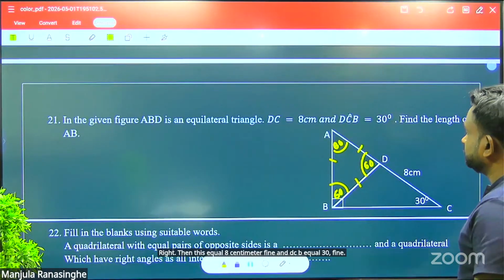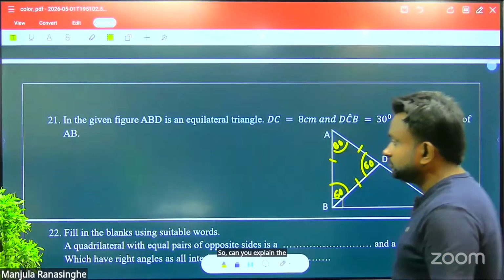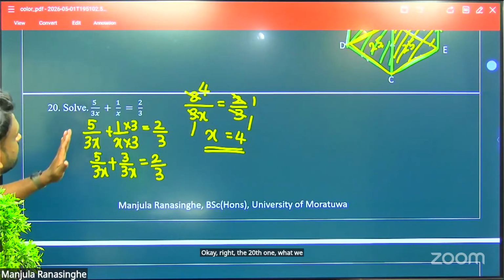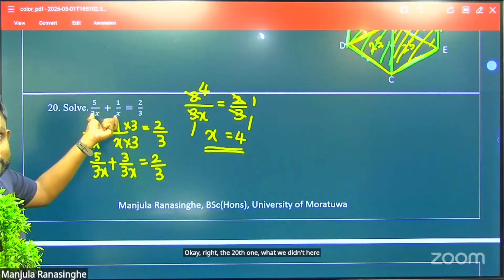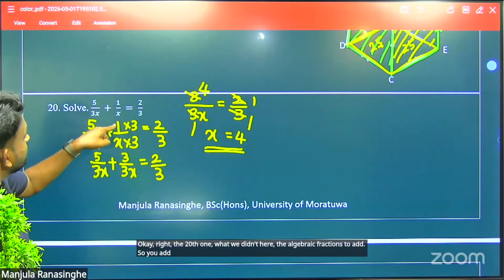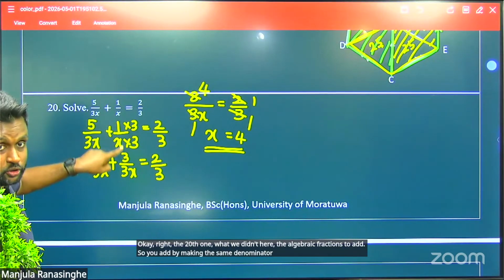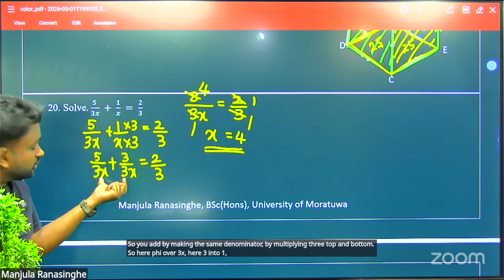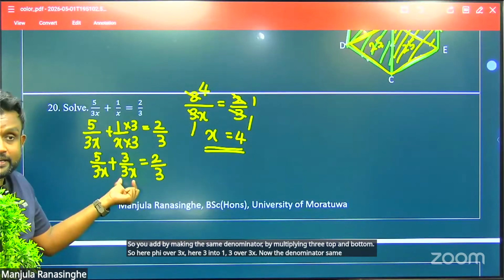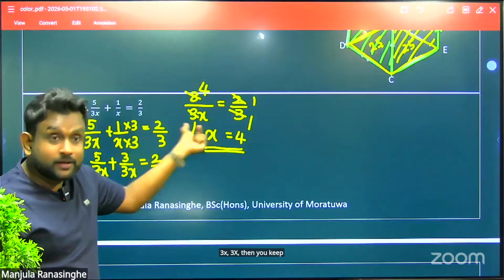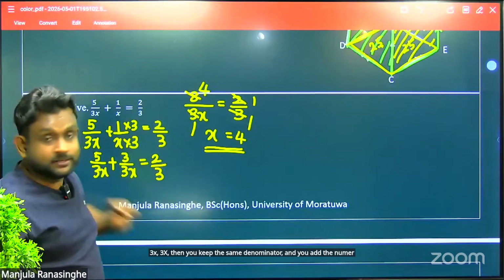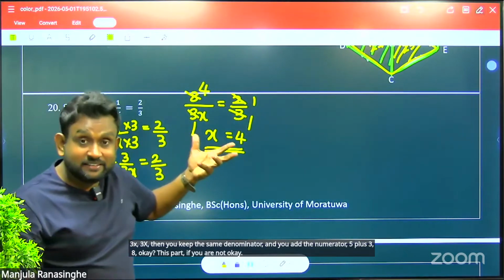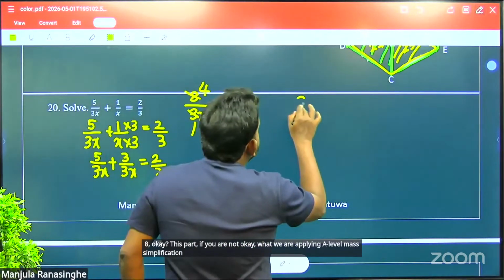Sir, can you explain the 20th one again? Okay, right, the 20th one, what we did here: the algebraic fractions to add. So you add by making the same denominator, by multiplying 3 top and bottom. So here 5 over 3x, here 3 into 1, 3 over 3x. Now the denominator is the same, 3x, 3x, then you keep the same denominator and add the numerators 5 plus 3, 8.